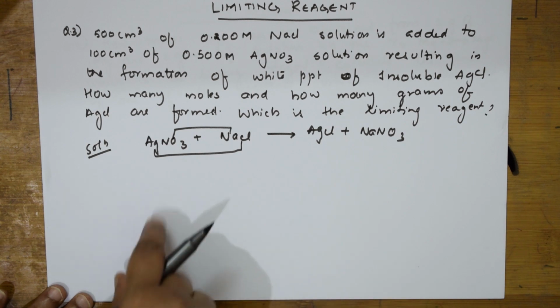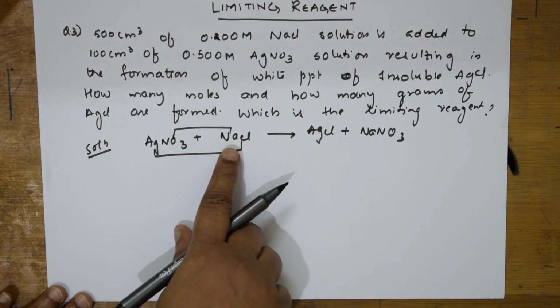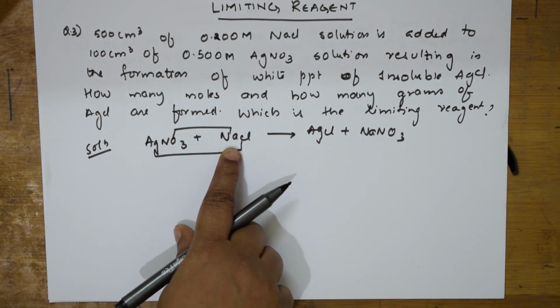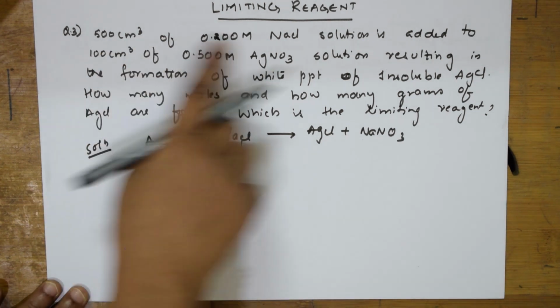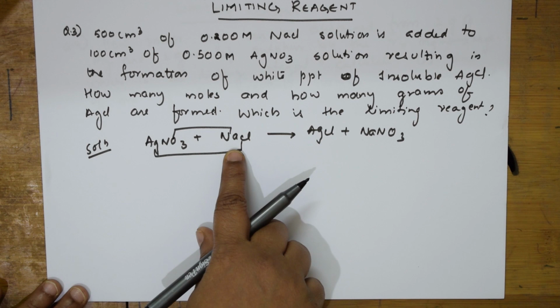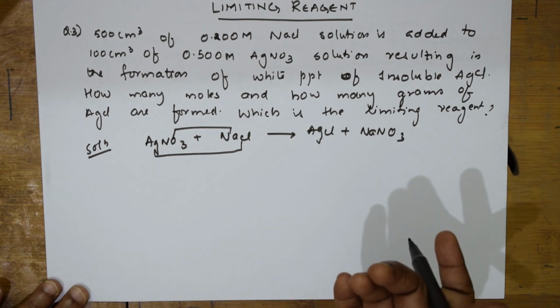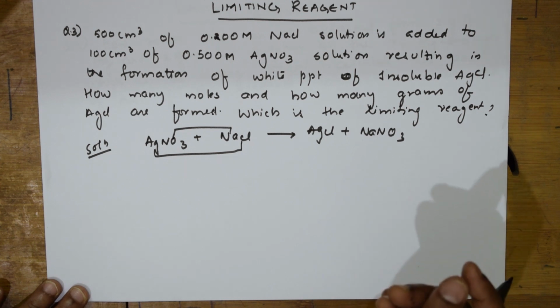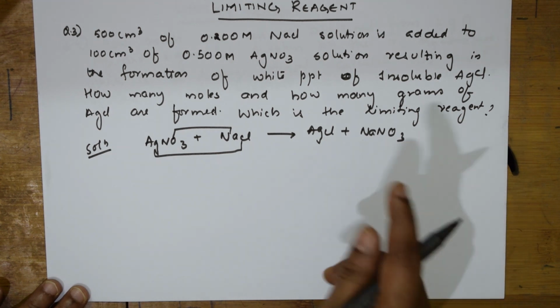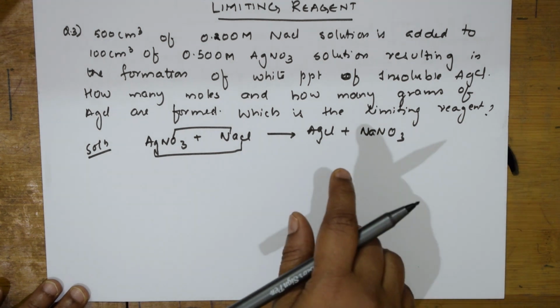Number of moles of NaCl in 500 centimeter cube. They're given here. What is 500 centimeter cube? Nothing but 0.5 liter, isn't it? Yes, of 0.200 molar NaCl.